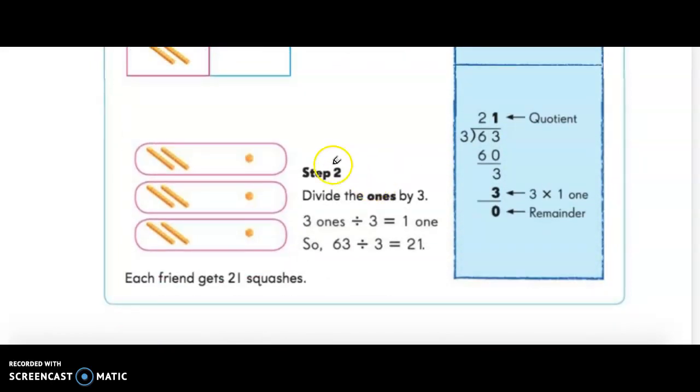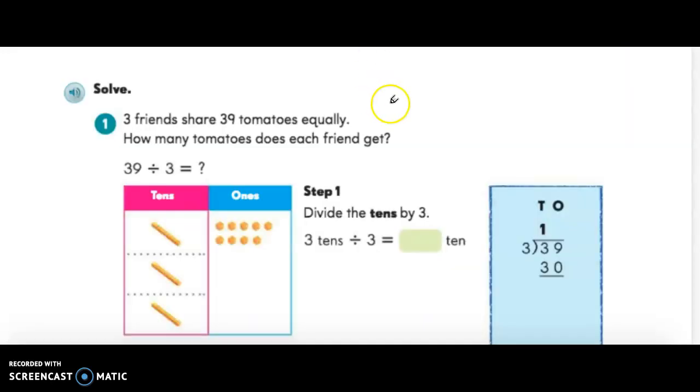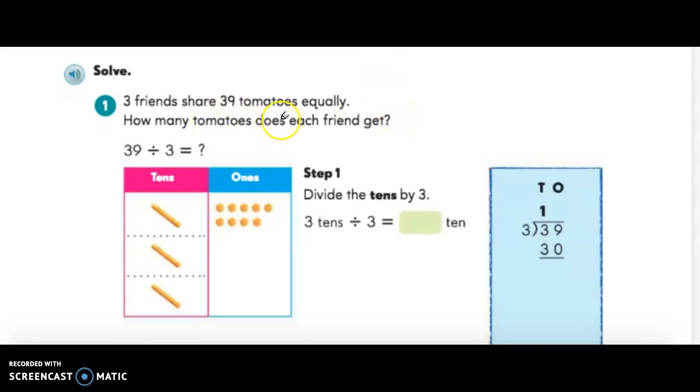Step 2, we're going to divide the ones by 3. So we are going to be dividing this 3 in the ones by 3. Okay, that's where those numbers are coming from. If we have 3 ones and we're splitting them into 3 groups, that means each group is getting 1, which is where this 1 comes from. Okay? If you're confused right now, it is okay. I'm going to show you exactly how to do it on the next slide. Okay? So 3 friends share 39 tomatoes equally. How many tomatoes does each friend get?